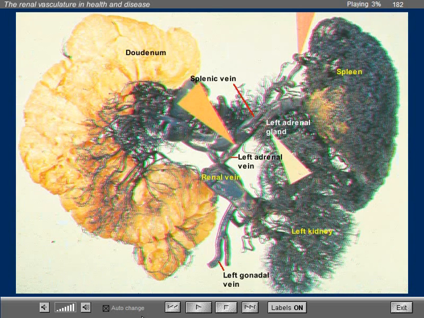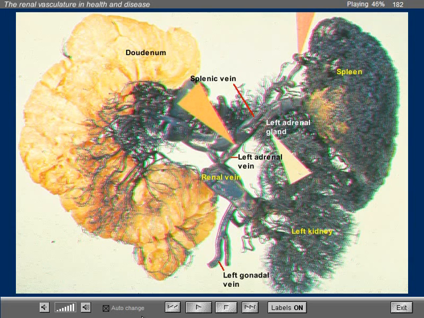This is another cast corrosion preparation showing the venous connections of the pancreas to adjacent structures. For example, the red arrowhead shows a connection with the upper pole of the spleen. The orange arrowhead indicates the splenic vein.